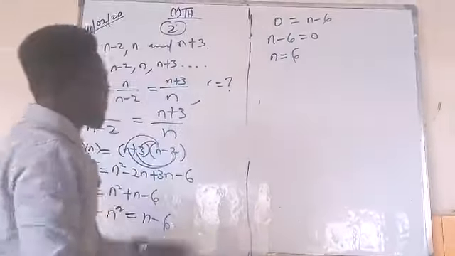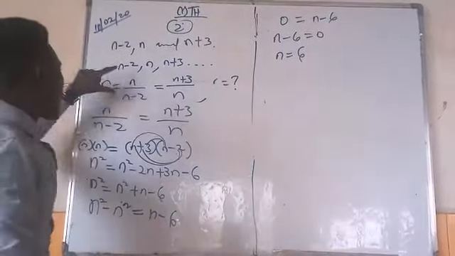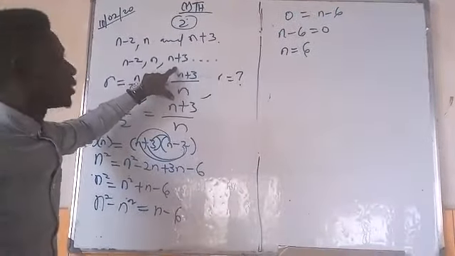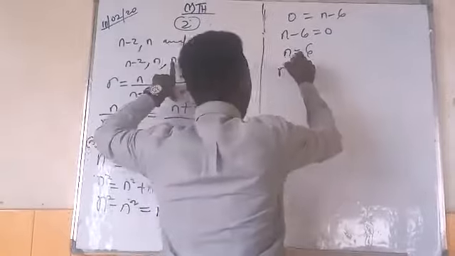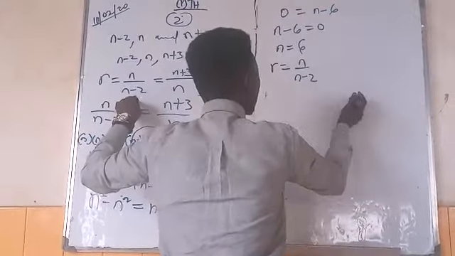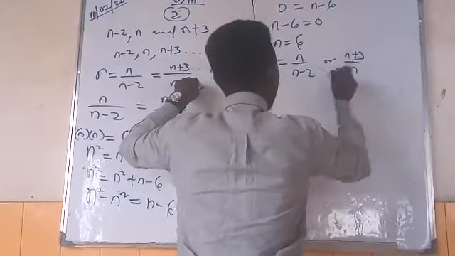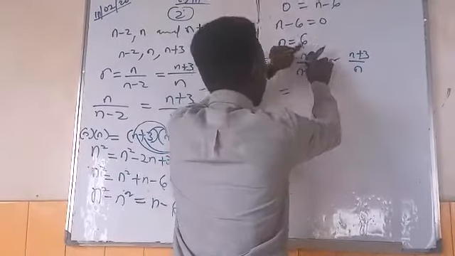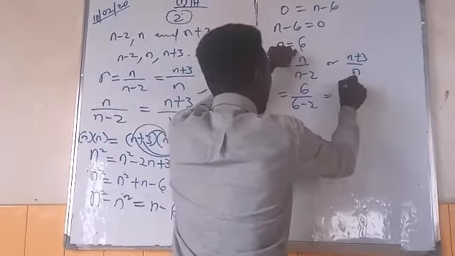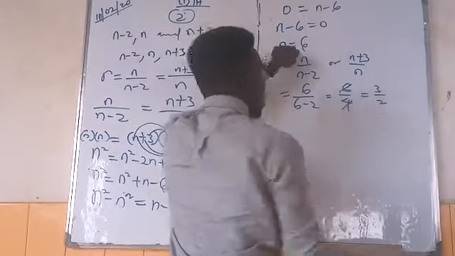No. What is the question? Find the common ratio. That is, this one will give you the same answer with this one. That is, you say now, the common ratio is what? n over what? n minus 2. Or n plus 3 over what? n. So now let's go. What is n? 6 over what? 6 minus 2, which is what? 6 over 4. And that is what? 3 here, and then 2 here.